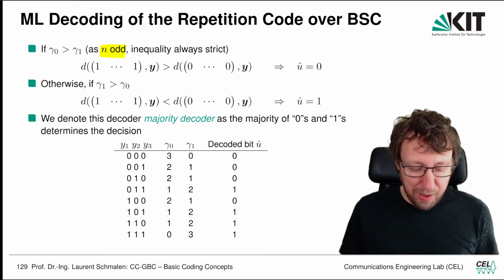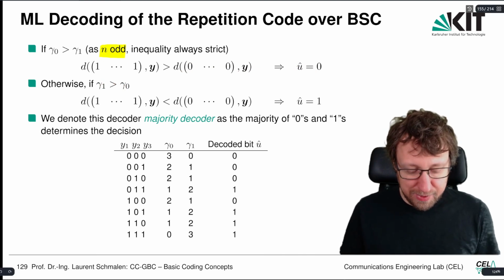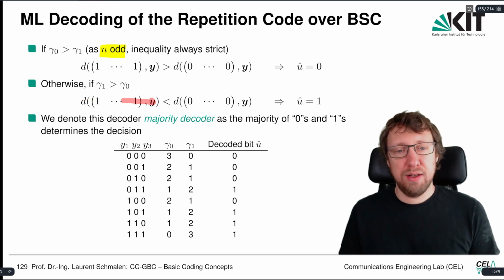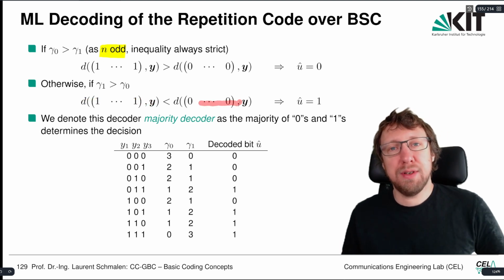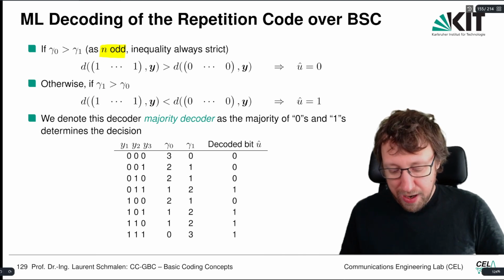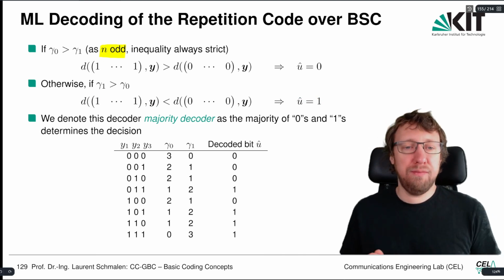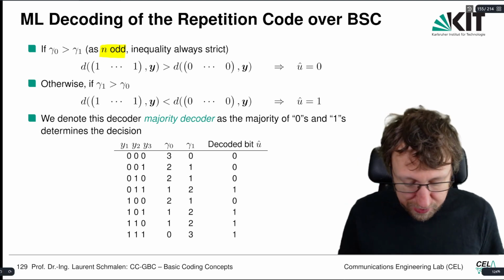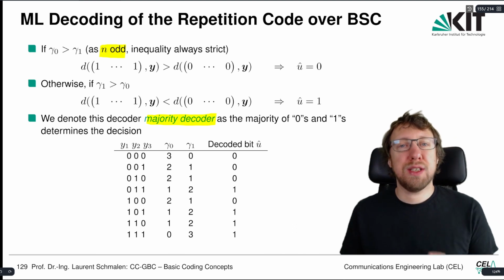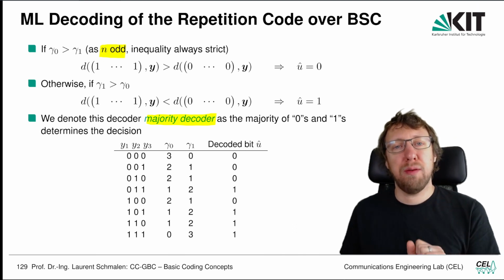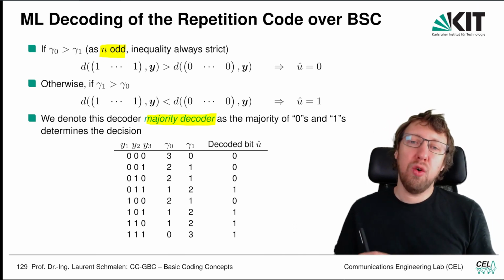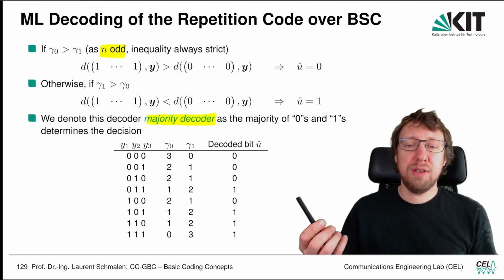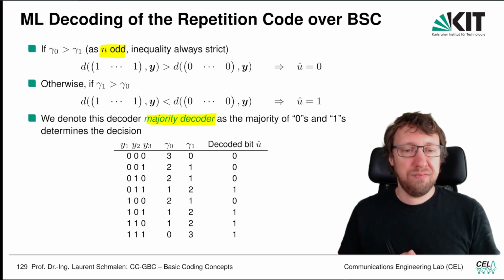On the other hand, if gamma 1 is larger than gamma 0, then the distance of the 1 vector to y is smaller than or equal to the distance of the 0 vector to y. And in this case, we have a u hat which is equal to 1. This decoder is called a majority decoder because we count the number of zeros, we count the number of ones, and then we pick the code word with the largest number of zeros or the largest number of ones.